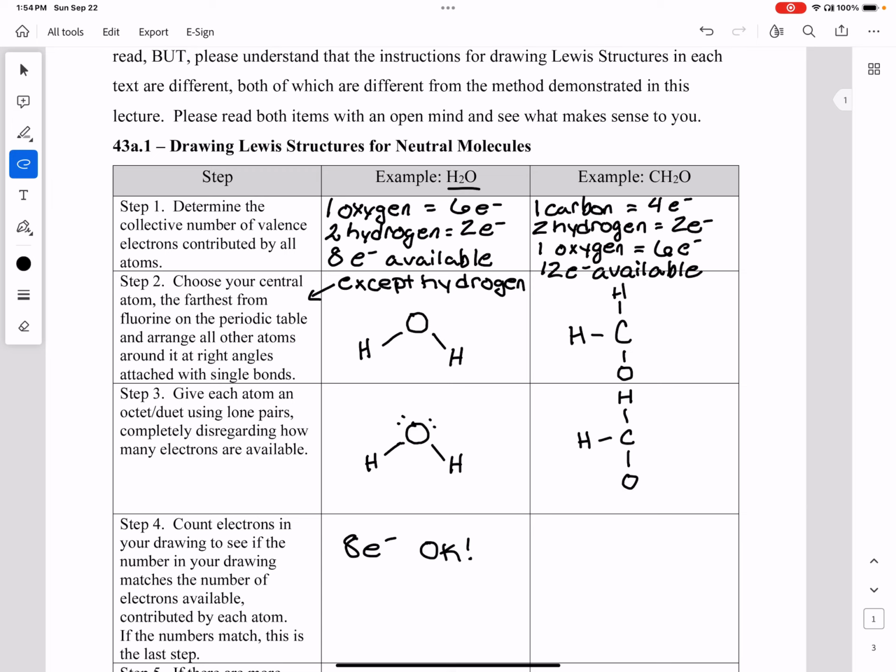So my hydrogens are fine. They have their 2 electrons within the bond. My oxygen needs 3 lone pairs, and my carbon needs 1 lone pair. So let's count up these electrons. We have 2, 4, 6 electrons in the bonds, and then we have 8 electrons in lone pairs. So that's no good.